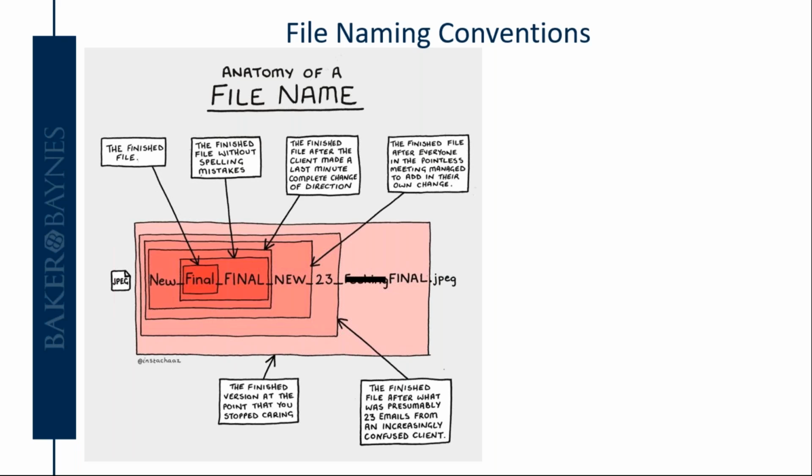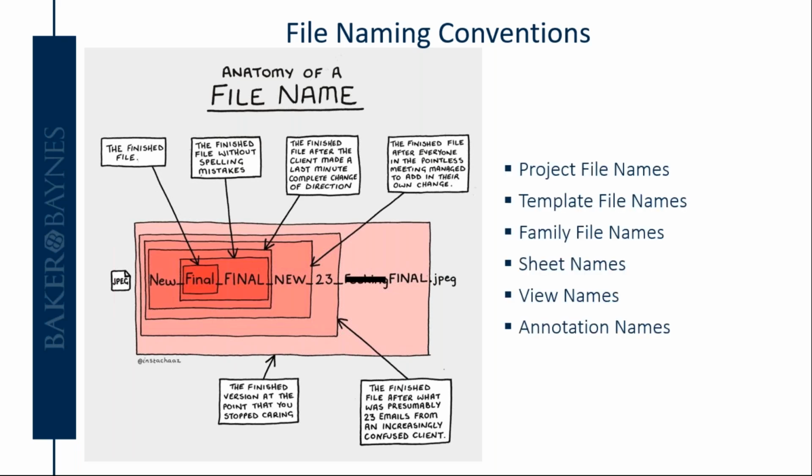So I would really advise coming up with a naming convention that has a code or a symbol as a prefix to describe what it is. It would be useful to apply a consistent naming convention for things like your project files, your template files, families, sheet names, view names, and annotation names. And then I'm going to go quickly through the rest.